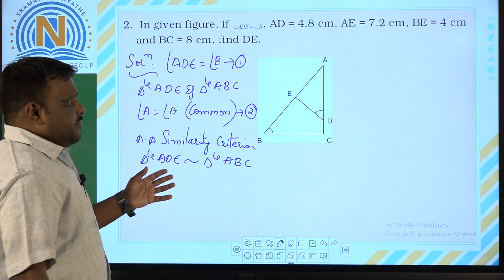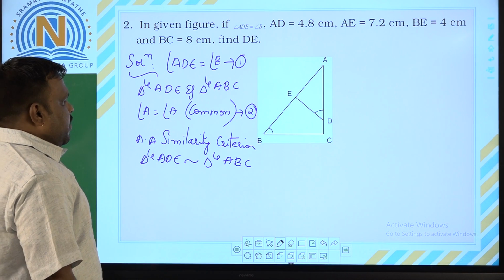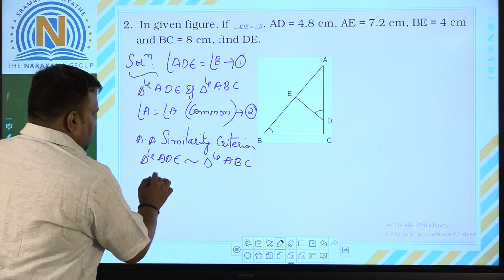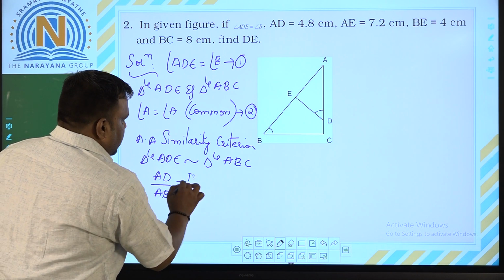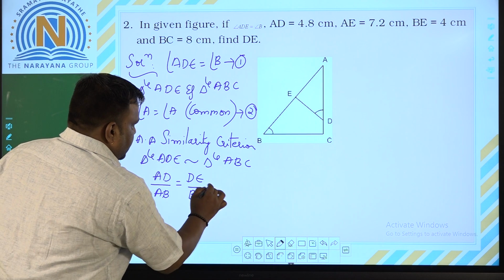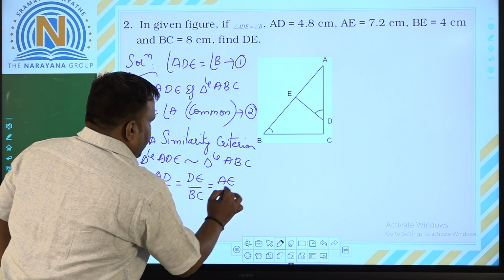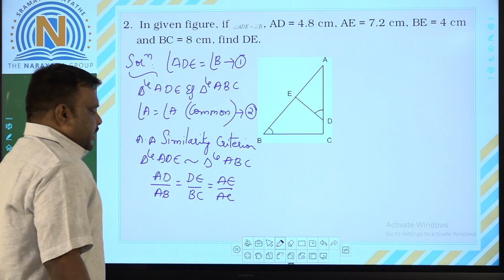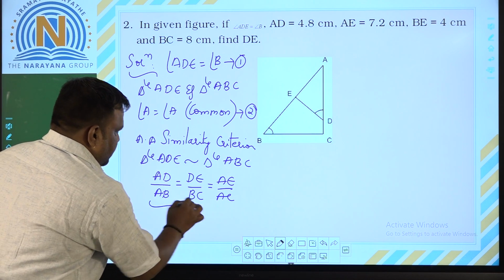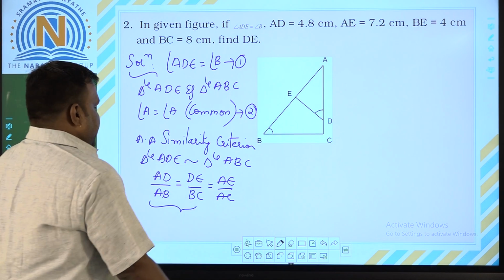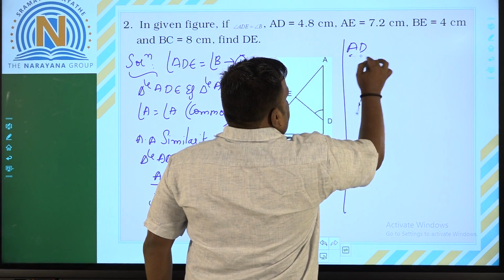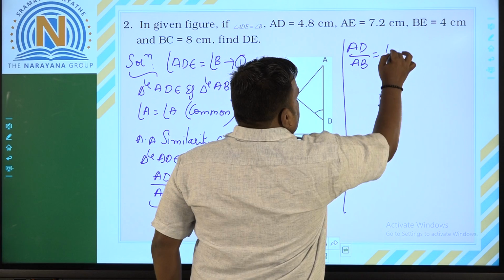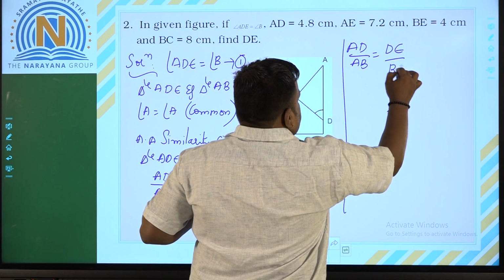When two triangles are similar, the ratios of their sides are equal. So according to this, what can I write now? AD by AB is equal to DE by BC is equal to AE by AC. So consider these two parts. Since I have to find the value of DE, AD by AB is equal to DE by BC.